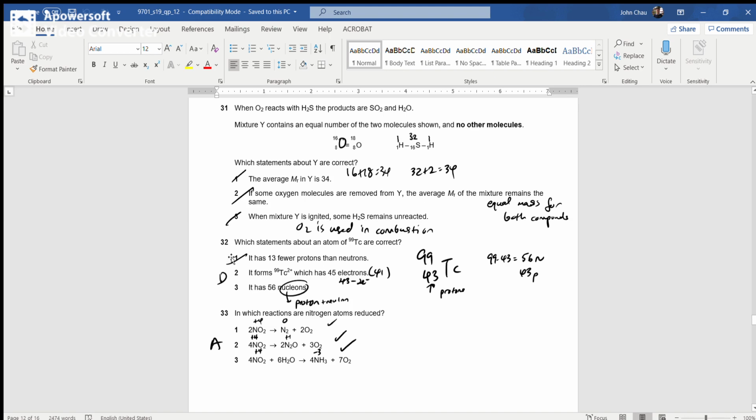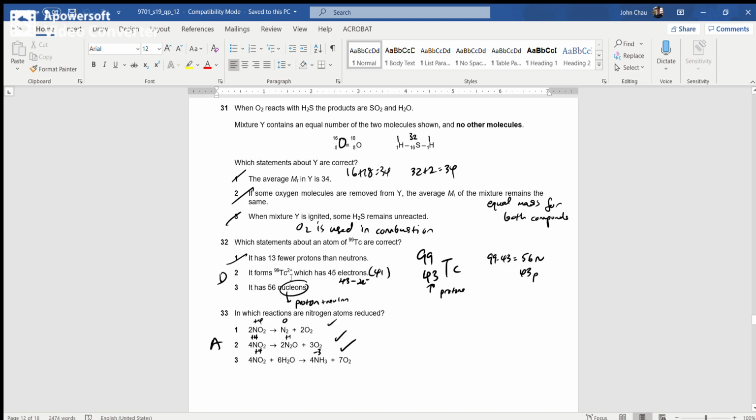Question 32. Which statements about an atom of 99Tc are correct? You get this from the data booklet. We know that there are 43 protons, so the number of neutrons we can calculate, which is 56. So yes, 13 fewer protons than neutrons. The difference here is 13.